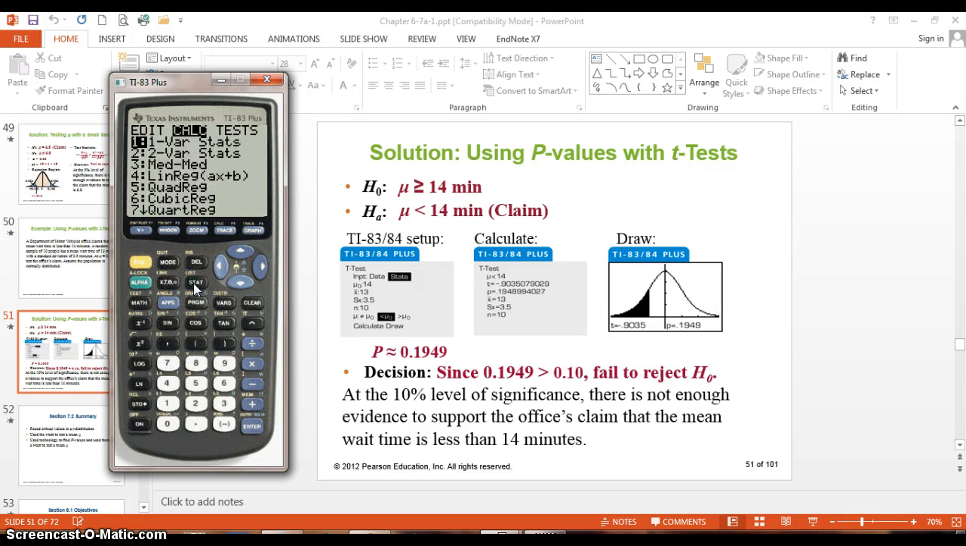So go to stat, go to tests, down to t-test. Again, we're dealing with summary stats. Hit enter. Our hypothesized mean here, we're comparing everything to 14, so that's going to be our mu. X bar was the sample mean in the problem, which was 13. The standard deviation they told us was 3.5. And how many people were at the DMV that they asked? 10 people. HA says we're doing the less than test, so put the enter sign on less than. And then go down to draw.